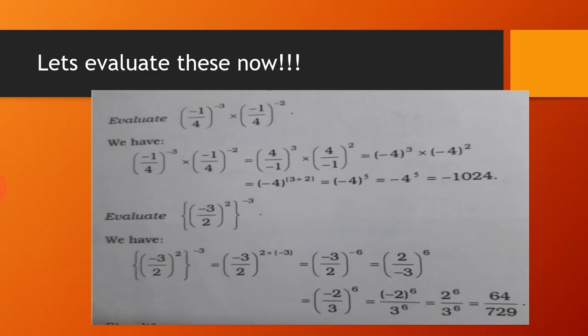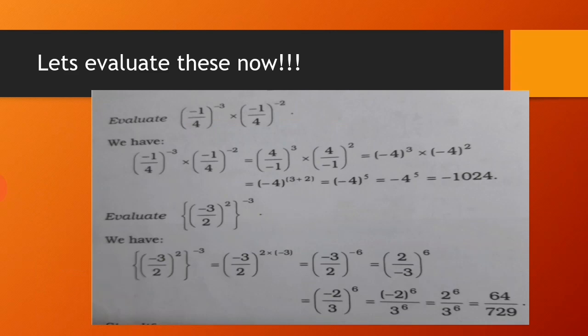You need to do these 2 sums as well, please, as classwork. Evaluate ((-3/2)^2) raised to power -3. Which law are we going to use here? The power law. So (-3/2) raised to power 2 into -3, so (-3/2) raised to power -6.